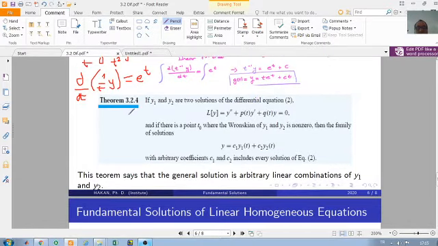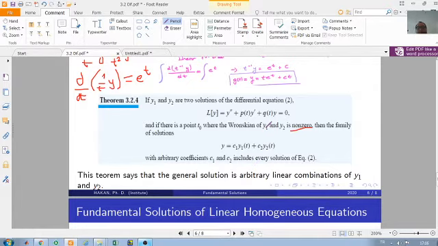Okay, so the theorem says if y1 and y2 are two solutions of the differential equation, which is a second order linear homogeneous differential equation, if you know two solutions of this differential equation, and if there is a point t0 where the Wronskian of the solutions is non-zero, then the family of solutions written here, namely the linear combination of these solutions with arbitrary coefficients, includes every solution of this differential equation.